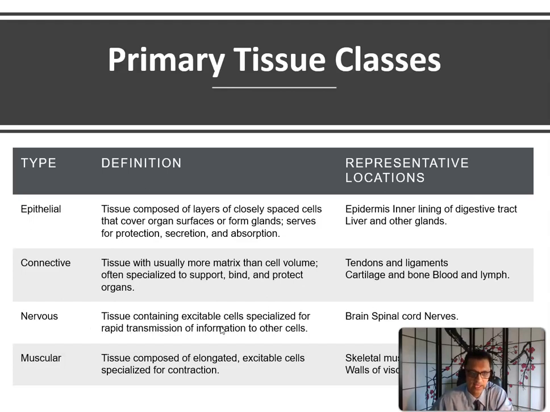Nervous is tissues containing excitable cells specialized for rapid transmission of information to other cells. That's our brain, spinal cord, and nerves. And then, of course, the muscular tissue is composed of elongated excitable cells specialized for contraction. So we have skeletal muscles, we have the heart, and then we have smooth muscle. We'll go into nervous and muscular a little bit later when we actually do the nervous system and the muscular system. Today we'll focus on the epithelial tissue.